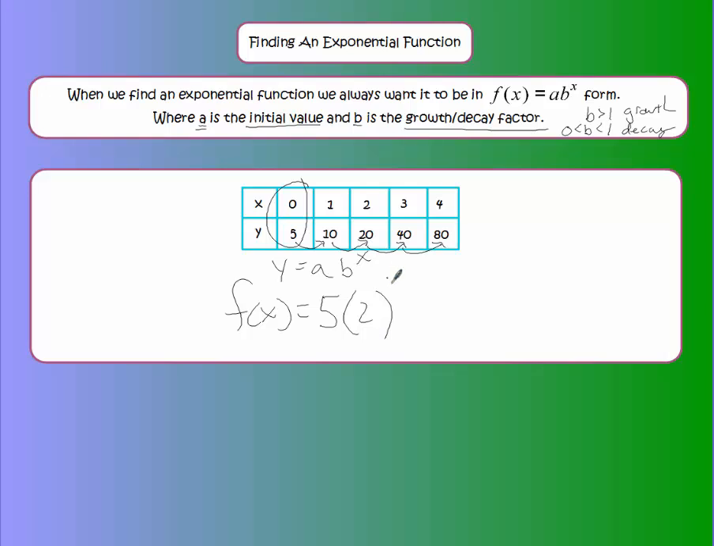And lastly, I put the variable x there. So I could determine right now where this would be when x is 16, when it's 5, when it's 200. It doesn't matter. Okay, I could figure out what this would be. So it's quite easy to create the function based on information. You just need to know the initial value and the growth or decay factor, and really that's it.